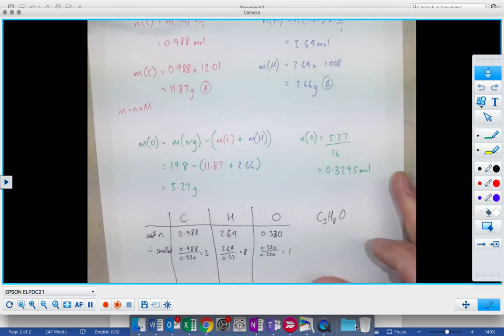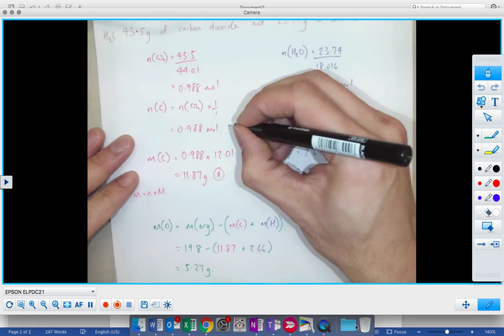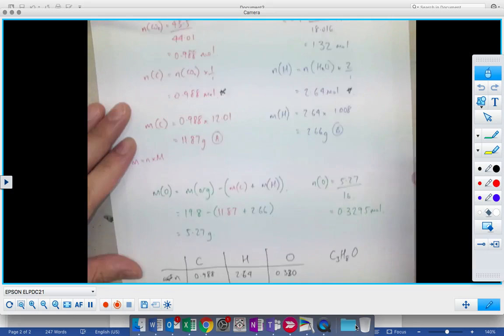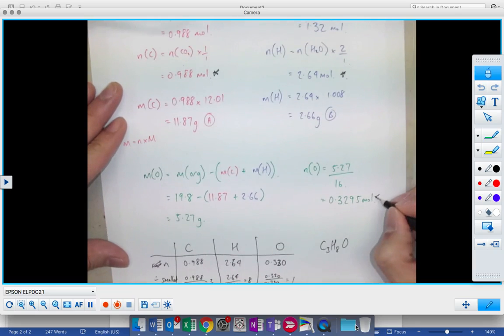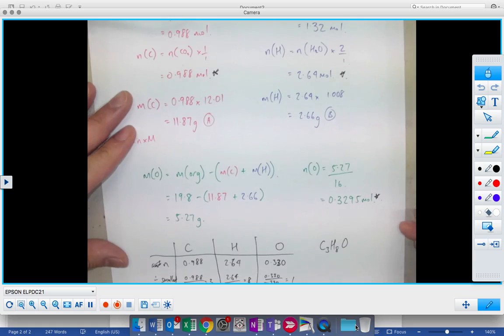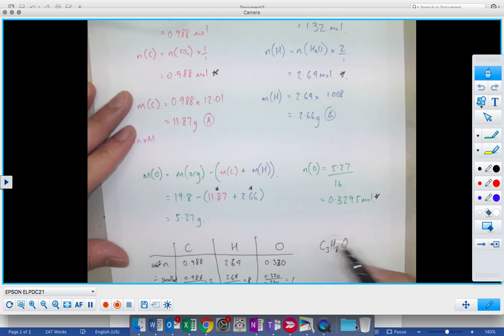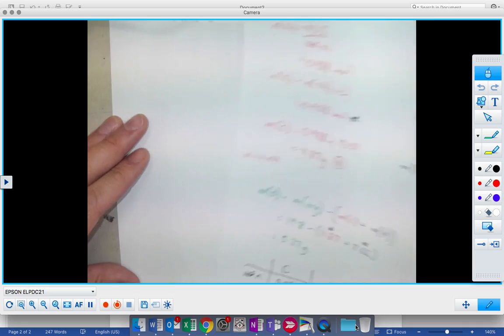All right, remember, I should have really saved this number of moles of carbon, this number of moles of hydrogen, so I could reuse it down here. I should have saved this number over here as well. But you should be saving these numbers inside your calculator as you're doing the calculation. All right, now let's have a look at the next question.